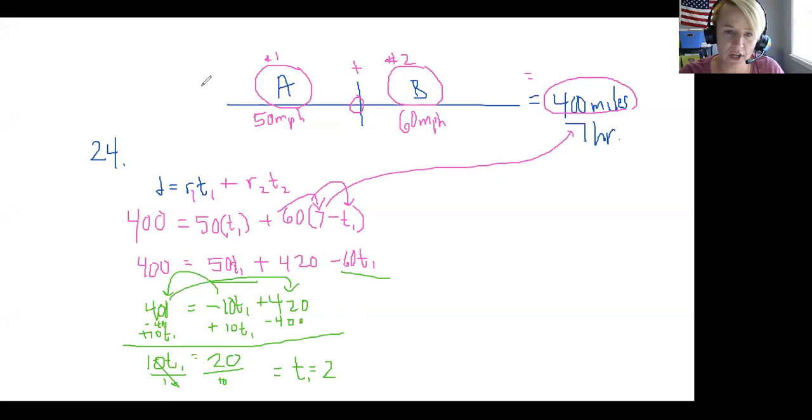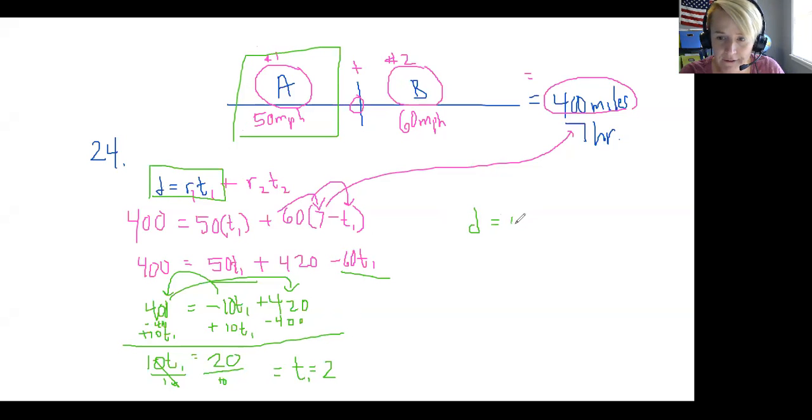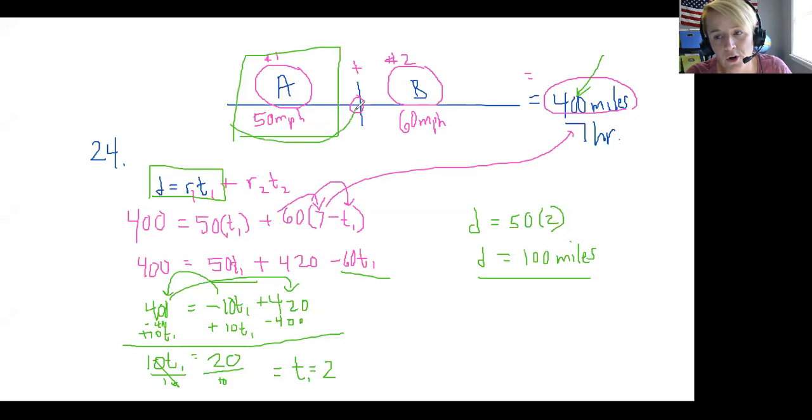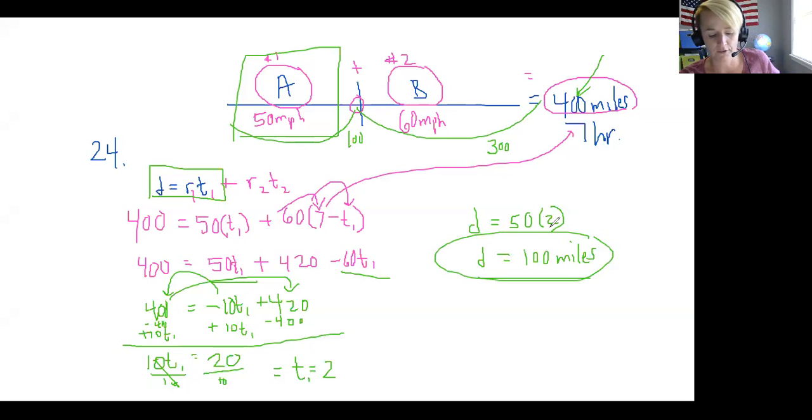So when I go back and I try to figure out the distance of this first half, if you remember, this was it right here. So my D equals that 50 miles per hour that I was driving times the 2 hours, and that's going to tell me that my distance was 100 miles. So I traveled 100 miles. Basically, of a 7-hour trip or a 400-mile trip, from here to here was 100, and then from here to here was 300. But I don't have to know all that. I just have to know that the first half was 100 miles.